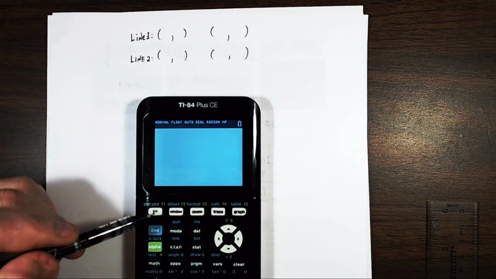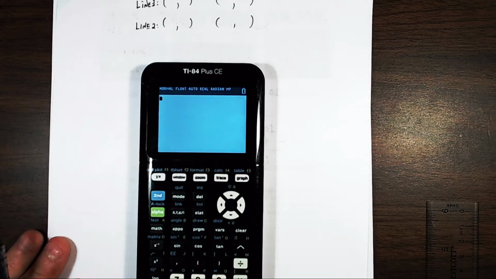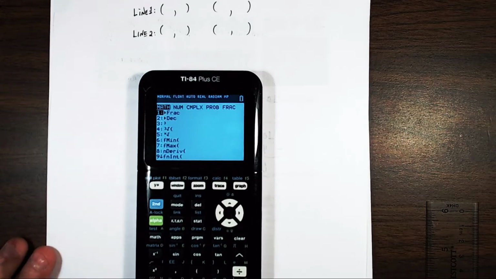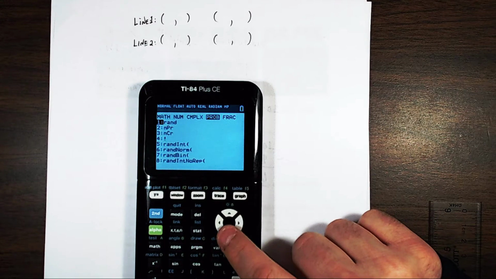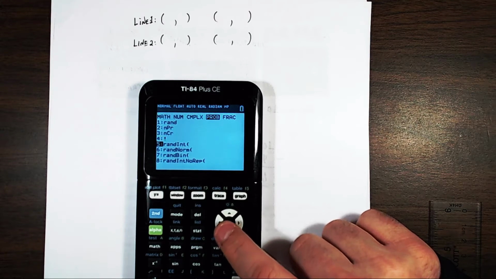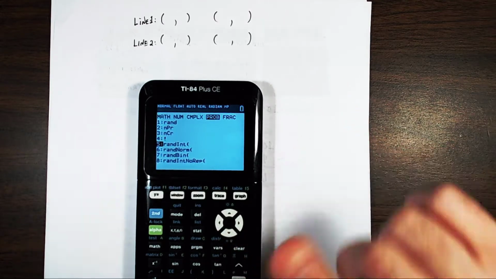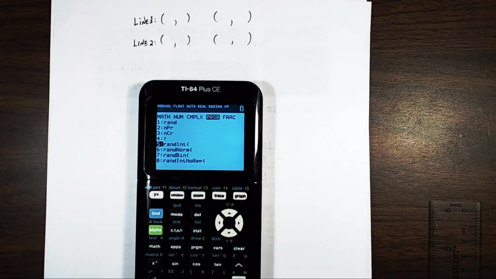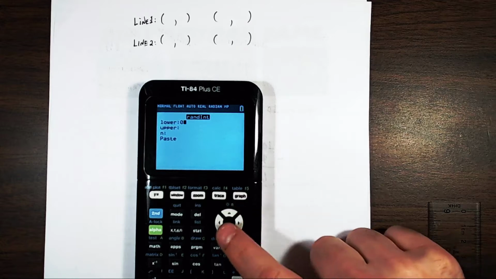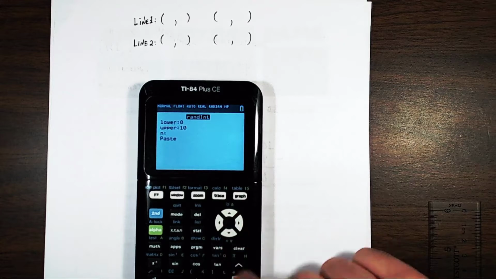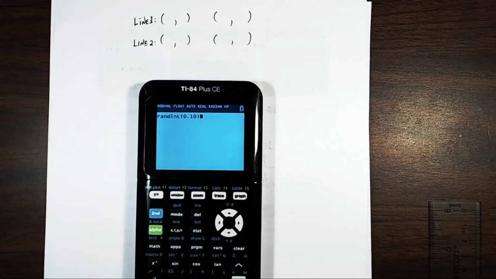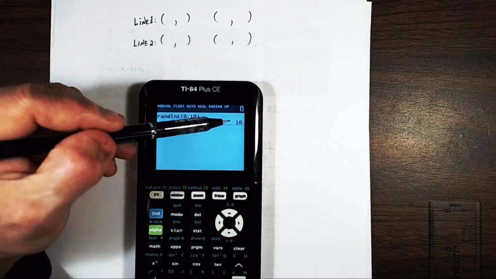So on your calculator, you have a math button. Hit the math button and then move your cursor over to probability, or prob, and move down to rand int, because we want these to be integers or whole numbers. So I'm going to hit rand int, enter. Now I'm asked for a lower limit. My lower limit we're going to place at 0, and my upper limit at 10. We'll leave n alone, and then we hit paste. Hit enter one more time, and it generates a random number.